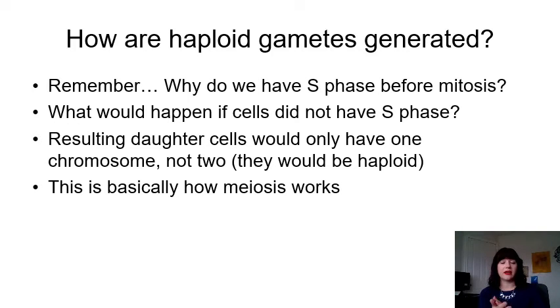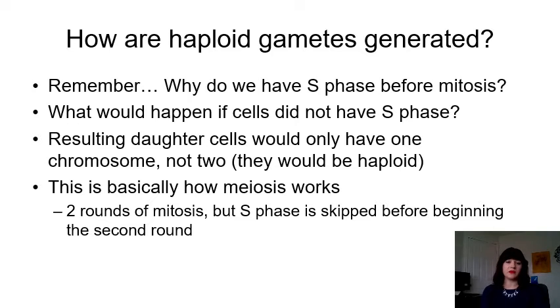This is exactly what basically happens when meiosis happens. Meiosis is very, very similar to mitosis, except that there is a missing S phase. And that is how you're able to start out with diploid cells and end up with haploid gametes. Meiosis contains 2 rounds that are very similar to mitosis, but at the beginning of the second round, S phase is skipped.